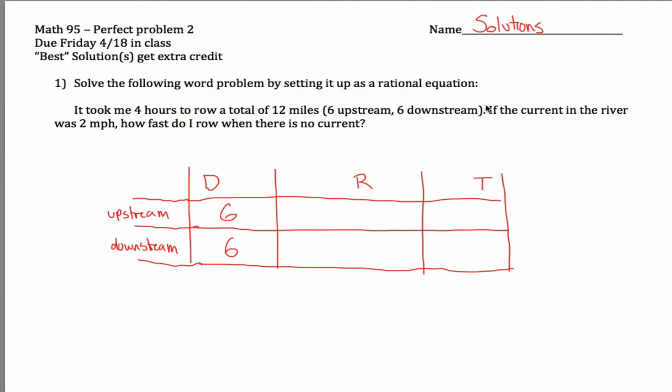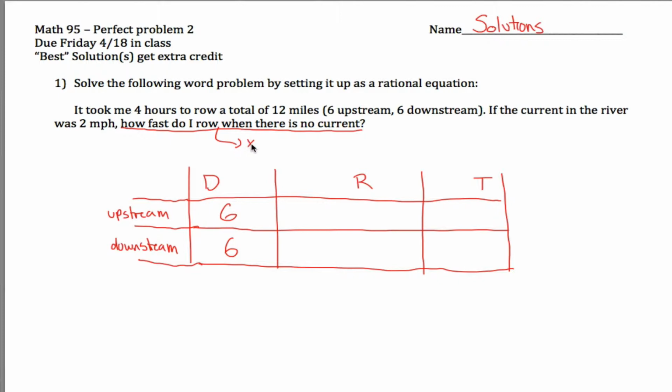Rate, how fast was I going? Well, it's talking about the current, but how fast I'm going, it never tells me. That's what I'm trying to figure out. So I'm trying to figure out what my speed is, specifically my speed when there's no current. I'm going to give that a name. I'm going to call it x. That way later on when I solve for x, I'll be answering the question.